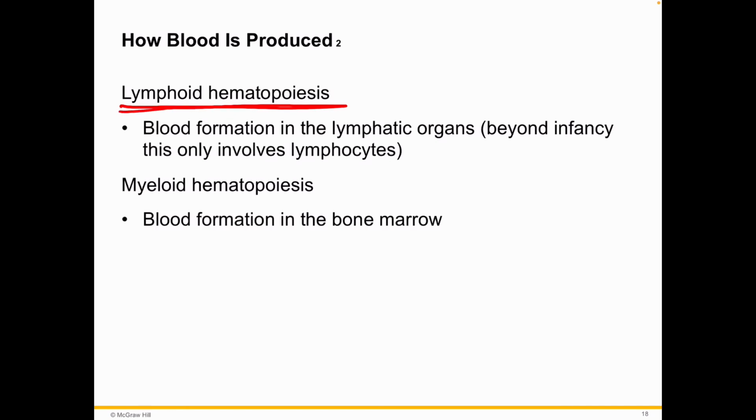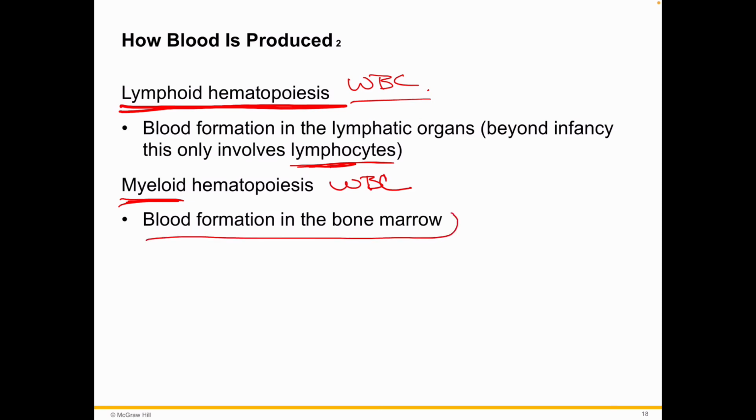Specifically, lymphoid hematopoiesis. So this is white blood cell stuff, right? Not red blood cell, white blood cell stuff. So the blood formation in the lymphatic organs, this is only involving the white blood cells. And then there's the myeloid group, which is a different type of white blood cell, which we'll definitely get into. So these are going to be formed primarily in the bone marrow.